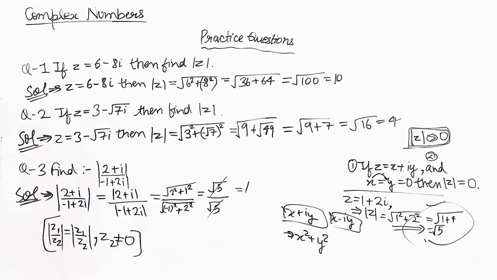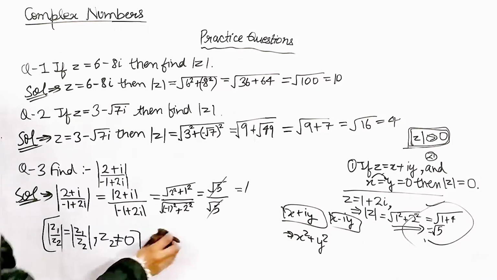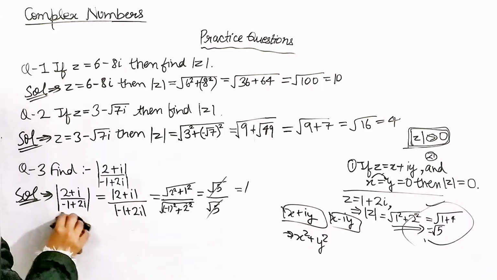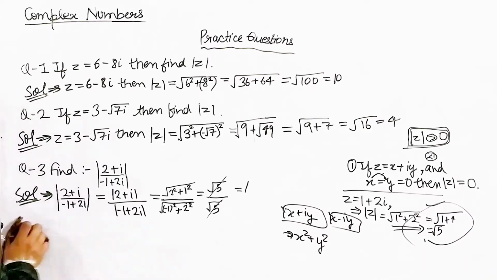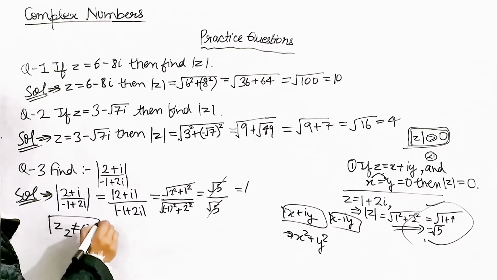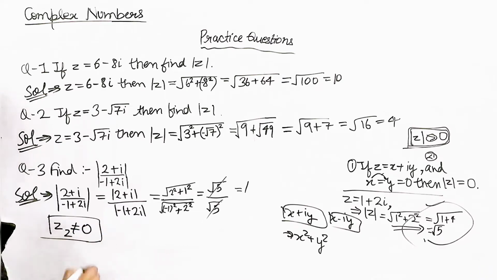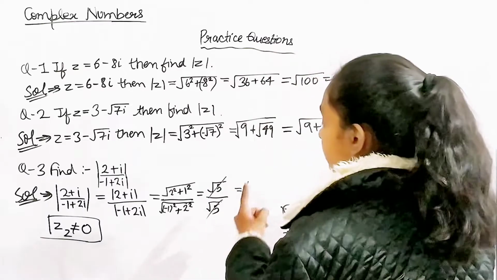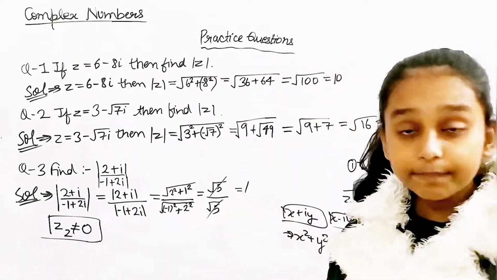There's no need to write this. The only thing we have to see here is that the z2 in the denominator is not equal to 0. One thing we have to remember: z2 is not equal to 0, and will never be equal to 0. So just by canceling it, I got the answer 1.